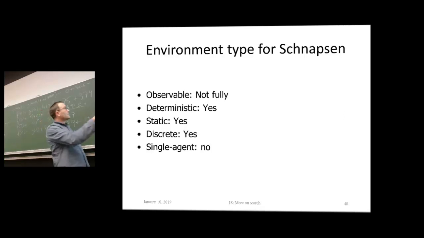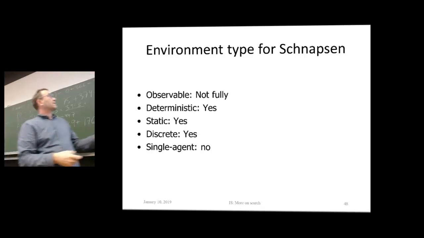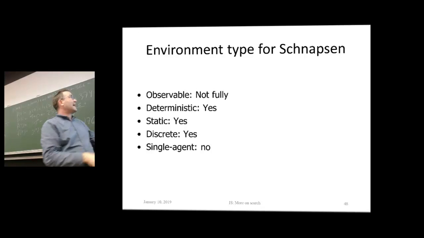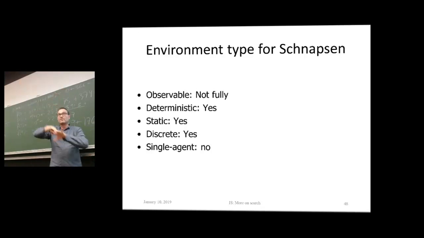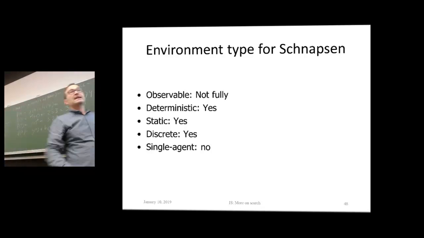So that would be my summary for Schnapsen. It's not fully observable because you don't know the cards in the stock. It is deterministic and it's static, apart from maybe the moment where the phase 1 to phase 2 move happens, and it's obviously not single agent, but a 2-agent player game.